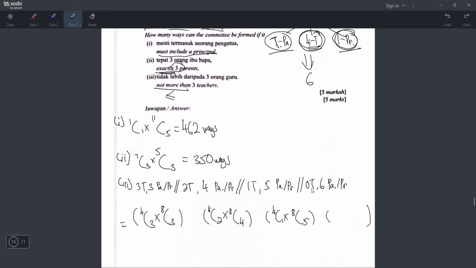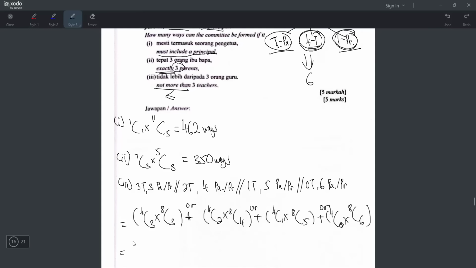Last one, 4 teacher, choose 0, so 4C0 times with 6 parents or principal. Parents or principal, add them up, 8C6. And of course, these ones have to be plus. Because when you go into the second option, it means it's new, you have to reset them basically. So this one is plus, because this one is or. It's like this one or this one or this one or this one. And if it's or, you have to plus. Okay, now I will press all this, then I will get my answer.